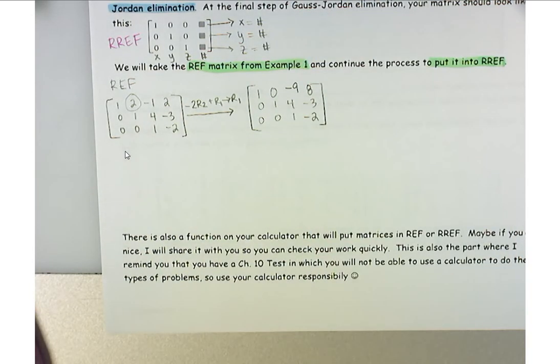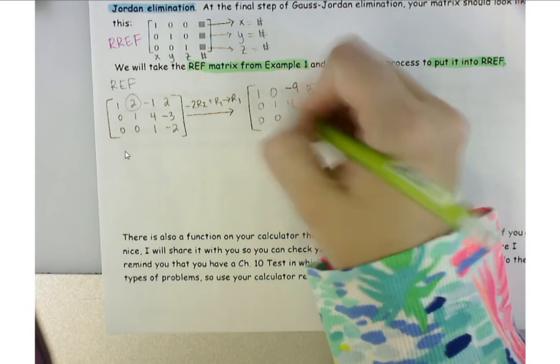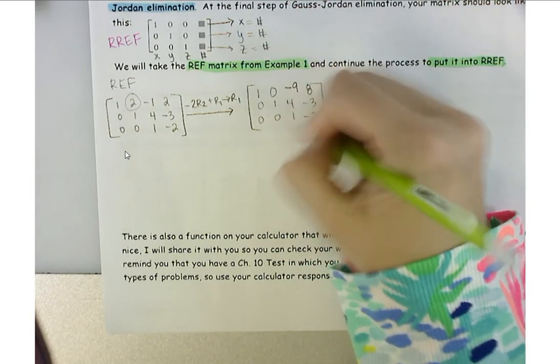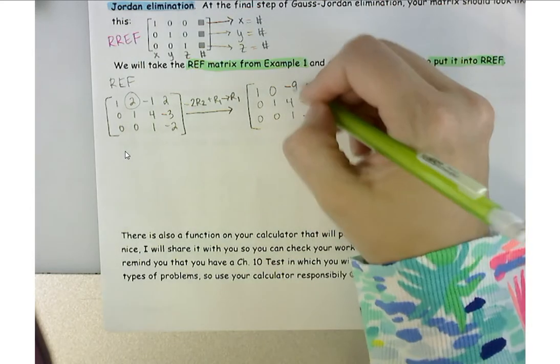Okay, nice. Now, what's the next thing we want to do? So we have 1, 0, 0, 0, 1, 0. These 2 rows are good. What do we need in this row? We need zeros above the 1, right? Okay, so let's make this into a 0.